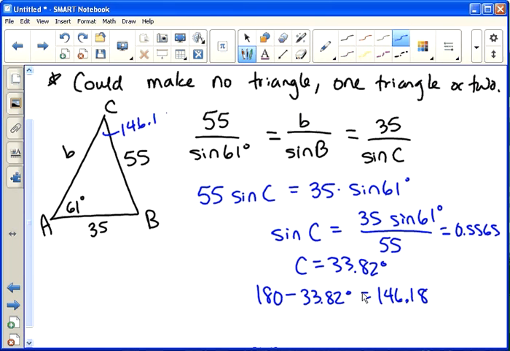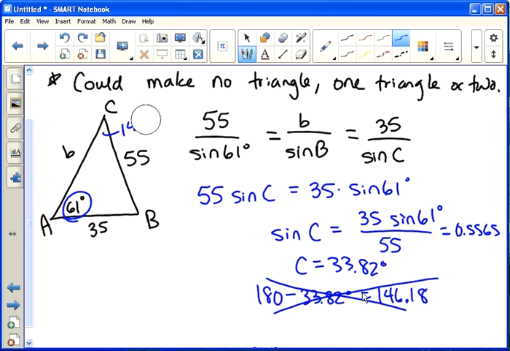You have to remember, how many degrees should a triangle have? It should have 180. Well, if you add 146.18 plus 61 degrees, you're way over 180. So it's not possible in this triangle that that angle is 146.18. So we don't have to worry about that, and we just have exactly one triangle that this will form. So we will label that as 33.82 degrees.